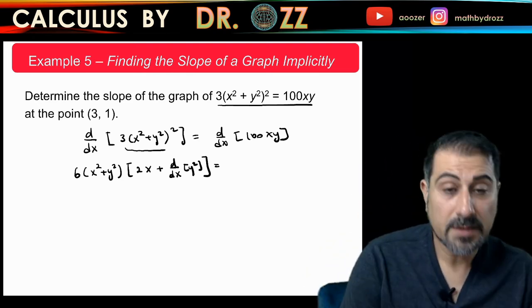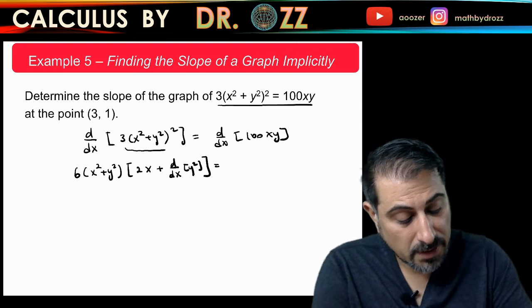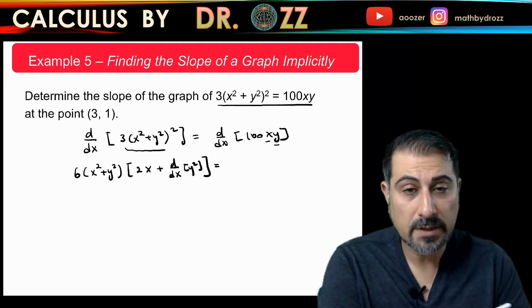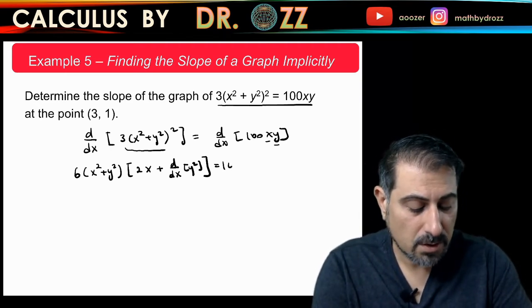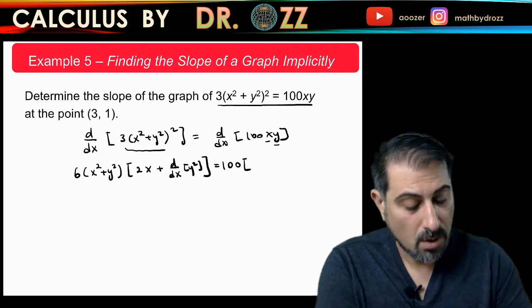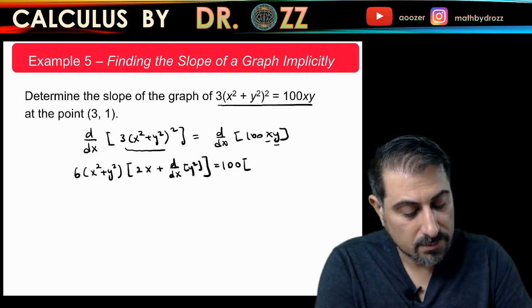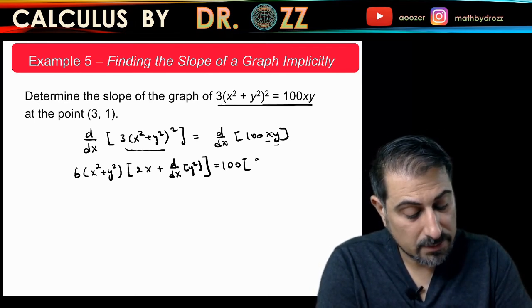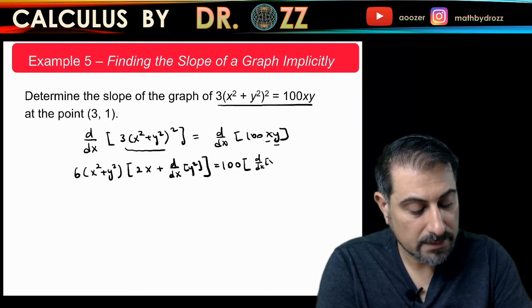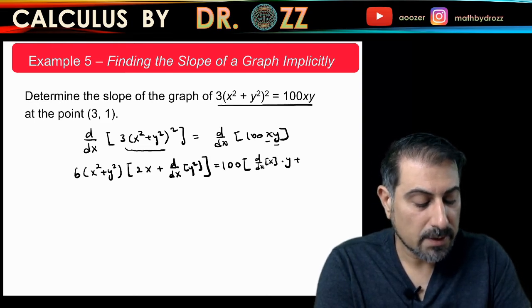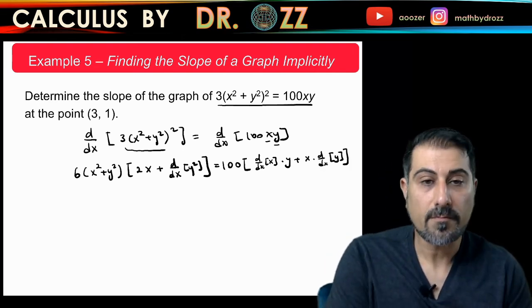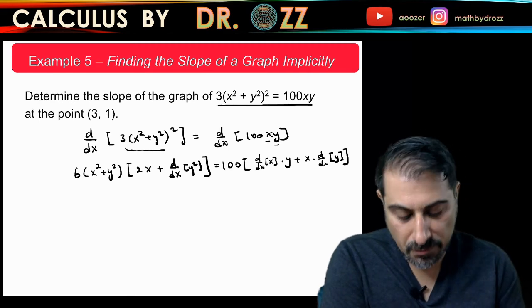And for the derivative of the right-hand side, we have the product of x and y, and we can pull out 100 without a problem. So we're going to use the product rule. So let me just write the full thing: d dx of x times y plus x times d dx of y. Okay? So now let's find those individual derivatives.